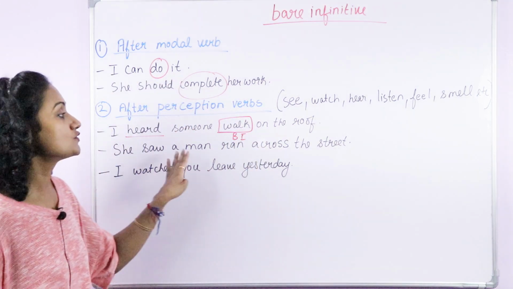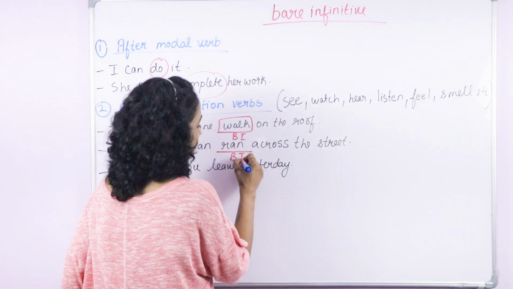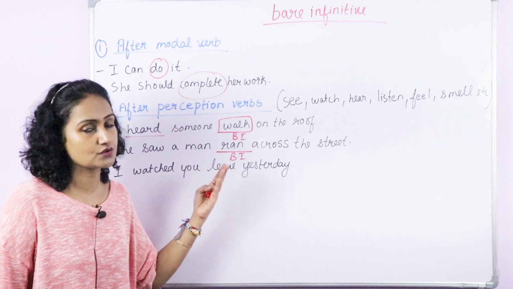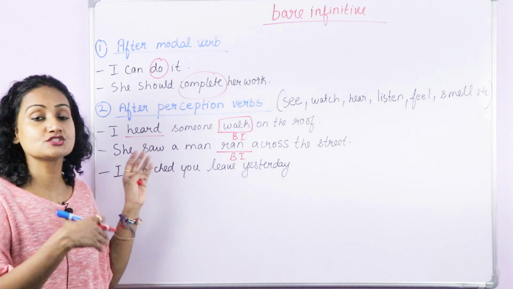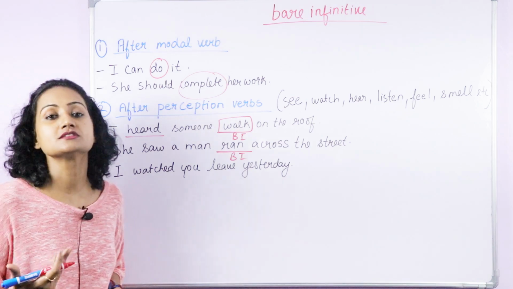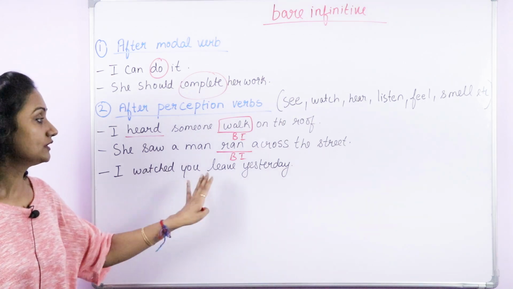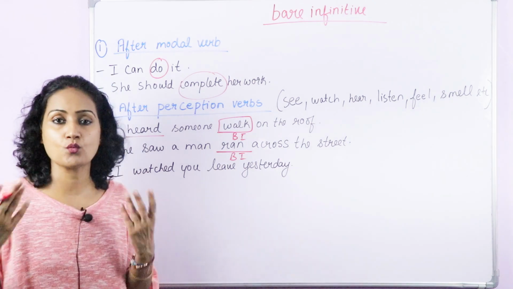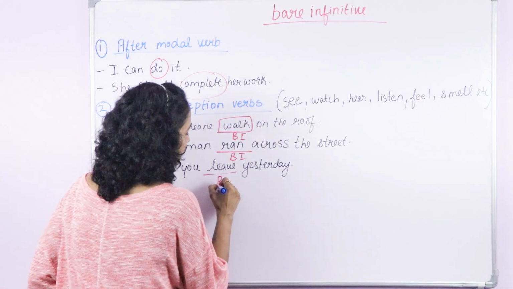She saw a man ran across the street. First form of the verb, ran across the street, it's a bare infinitive. Here you cannot frame a sentence like she saw a man to ran across the street. That's incorrect. Okay, so here the meaning is that she saw the whole event when a man ran across the street. I watched you leave yesterday. So when you got up from your seat and you left, I watched you. I watched the whole event. Okay, so leave, this is a bare infinitive.